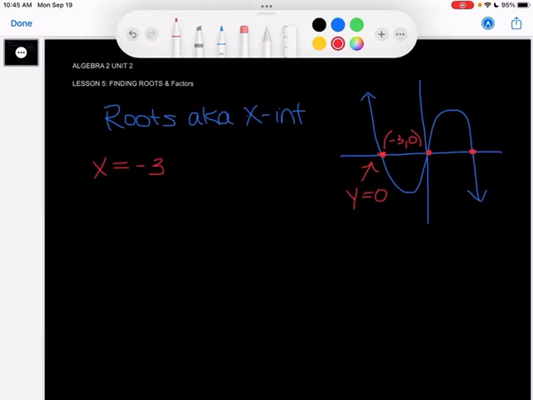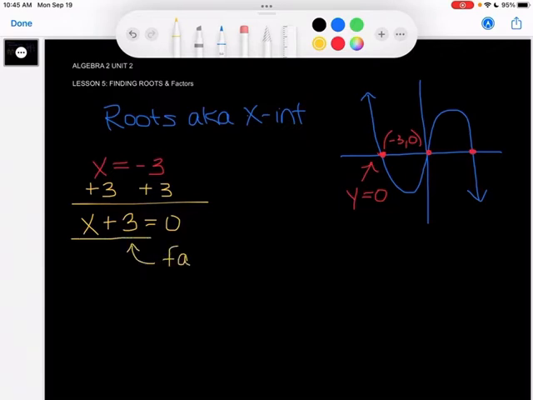Now, if I wanted to get this equal to 0, get everything on one side, I would add 3 to both sides, and I end up with x plus 3 equals 0. When it's in this form, when it's equal to 0, that is the factor that goes with the root x equals -3. So the root -3, or x equals -3, and the factor x plus 3, those go together.